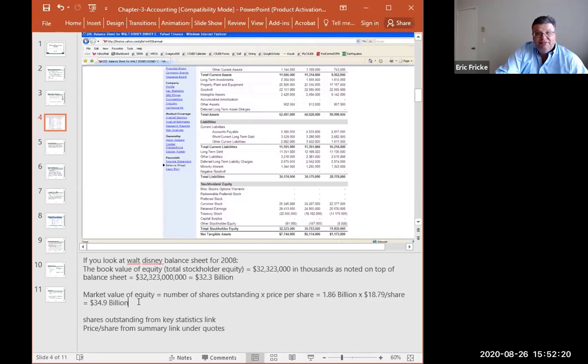Okay, so it's a totally different method. We're not looking at the balance sheet. What we're doing is we're looking up the total value of all the stock that the company has issued. And that is the market value of the equity of the company.